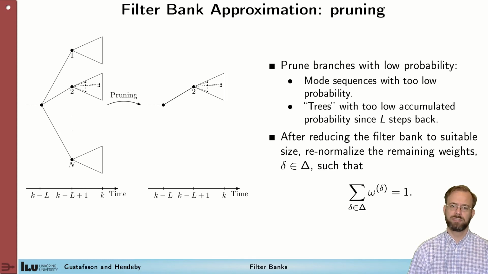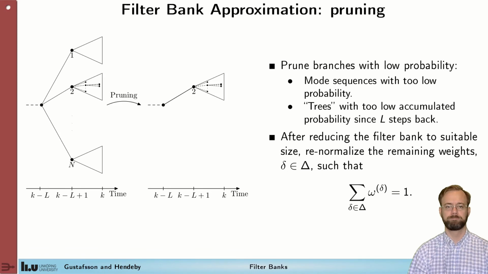After doing this reduction step, it's important that we renormalize the weights so that we in total have full probability. It's done by a simple normalization like this. Delta here is the number of sequences that actually are kept. So if we sum them up, that should equal 1. So you have to scale.